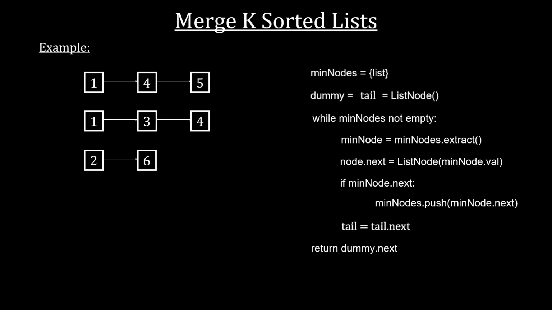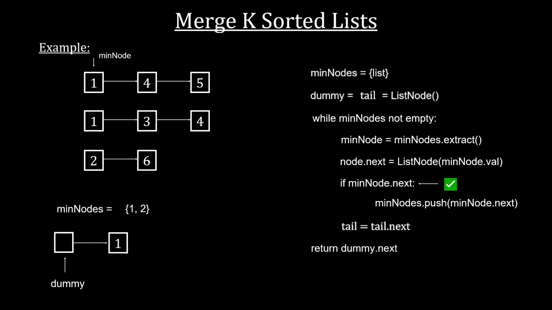Now let's see how this algorithm works for the problem example. Min nodes is initialized with the values from list, so the nodes 1, 1 and 2. Then we create the empty dummy node. While min nodes is not empty, and it's not, then we extract the minimum node, which can be any of these two nodes. Let's say it's the first one. We create a new node of value 1 and link tail to it. Then we check if min node next is not null, and it's not. And so we push that node into the min heap. And we increment tail. Now the nodes in the min heap are 4, 1 and 2.